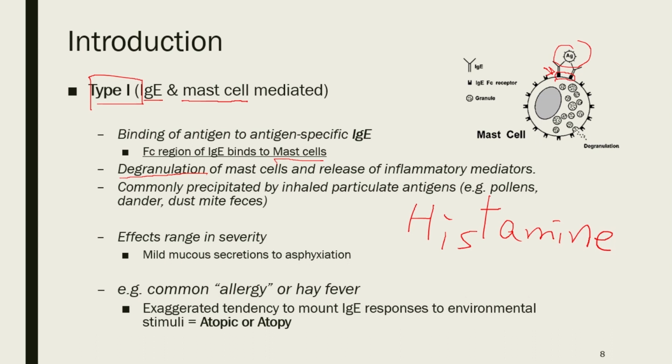They are commonly precipitated or caused by inhaled particles: pollens, danders, dust mites. That's really what we think of when we talk about allergies a lot of the time, seasonal allergies particularly. The severity can range from very mild symptoms, such as mucus secretions, which can be treated with the over-the-counter medications that we learn about, to something as serious as anaphylaxis, which can be very, very bad.